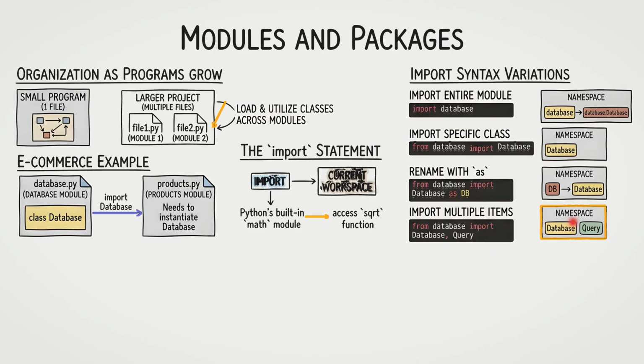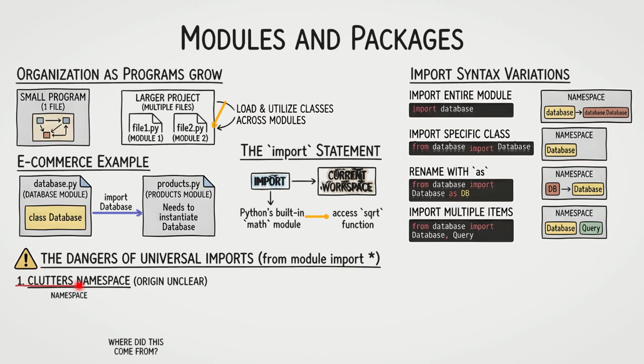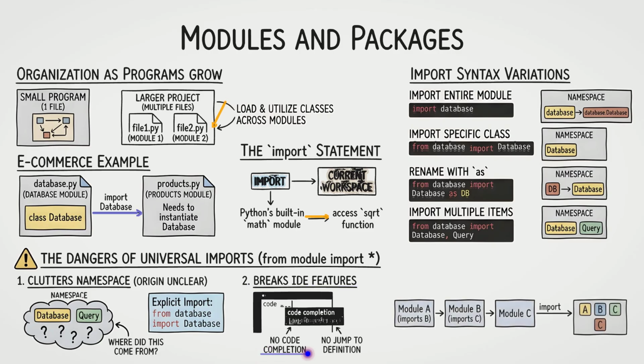While some sources might suggest importing all classes from a module using the star syntax, there are severe dangers to these universal imports in professional development. First, it clutters your local namespace. If you import everything, it becomes incredibly unclear where a specific function or class originated. Using an explicit import statement ensures that even hundreds of lines later, you know exactly where a component came from. Additionally, universal imports frequently break modern IDE features. Your editor loses track of the source, resulting in no code completion and the inability to jump to a definition.